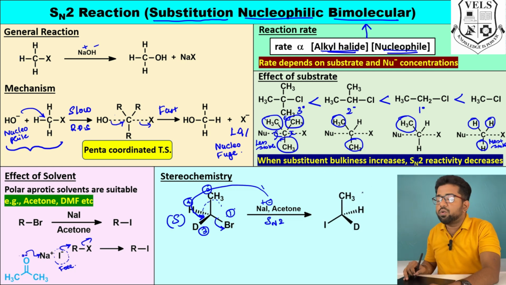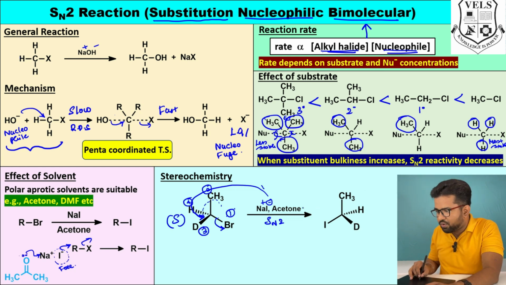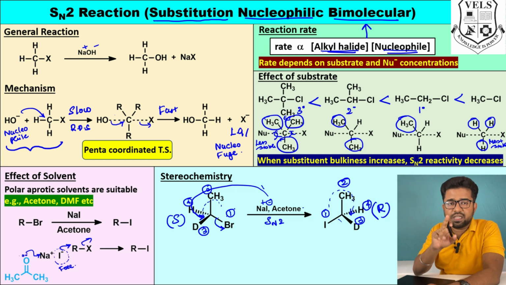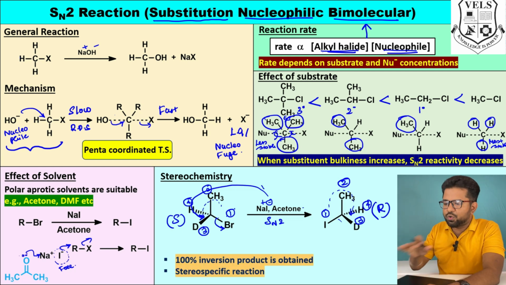If you look at the configuration of the product, the first priority goes to iodine, second priority goes to methyl, third priority goes to deuterium, and fourth priority goes to hydrogen. That means 1, 2, 3 is arranged in clockwise direction. The configuration is R. So the reactant configuration is S and the product configuration is R. That means you are getting the opposite configuration product, which is otherwise known as inversion of configuration. The conclusion is that in SN2 reaction, 100% inversion product will be obtained. So this SN2 reaction is an example of a stereospecific reaction.